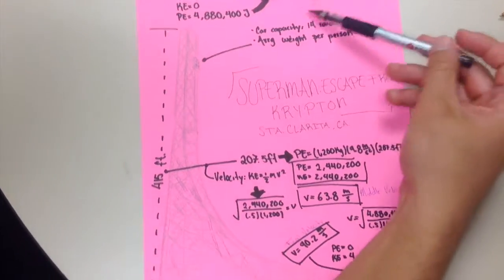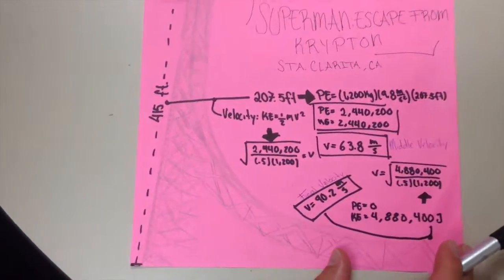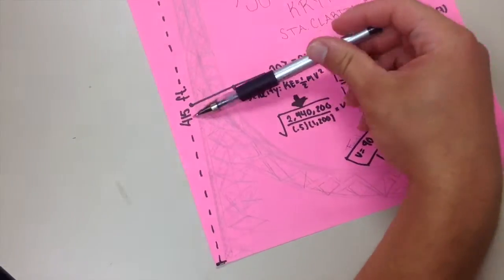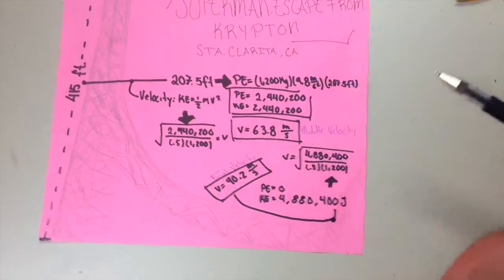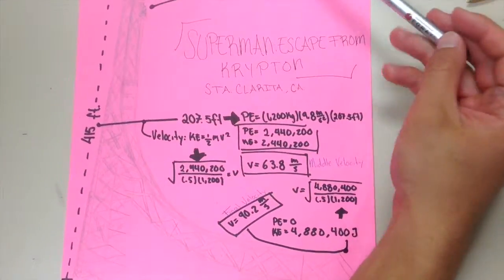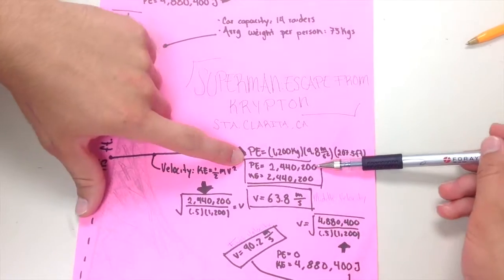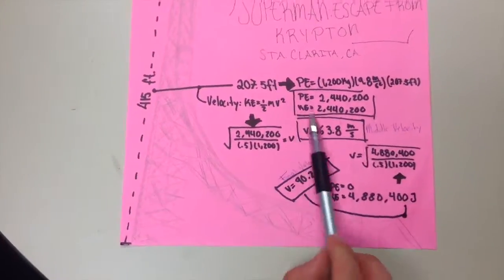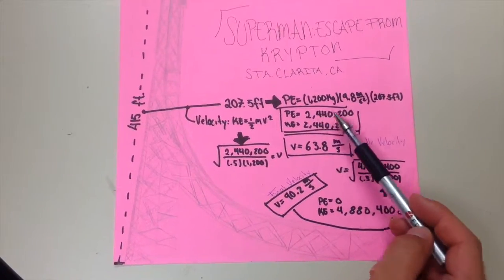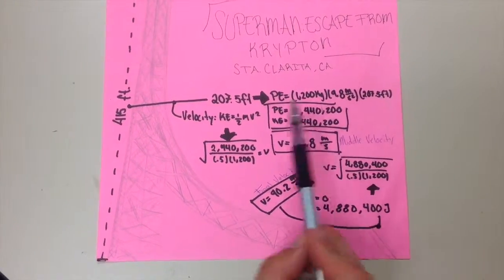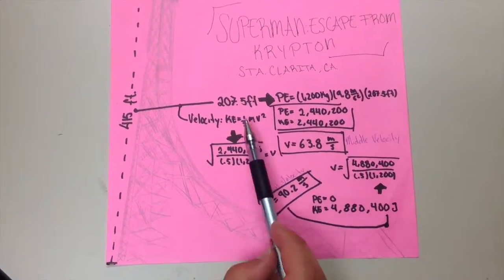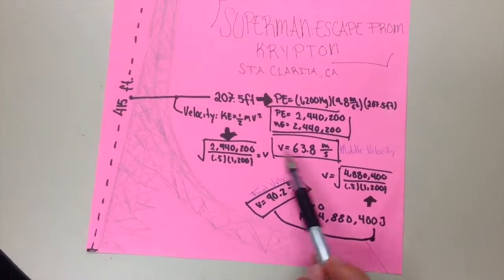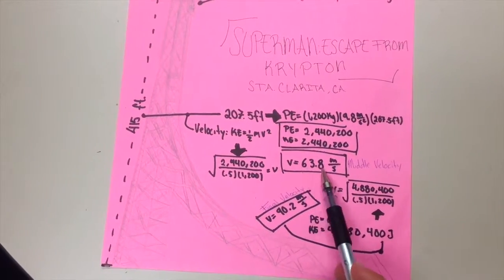4,880,400 joules. Okay, so now that we have our potential energy, we're going to solve for our middle velocity. We're just going to take the middle height, which is 207.5 feet, and we solve in the same way for our potential energy, and the potential energy is going to be the same as the kinetic energy. So we already know that our potential energy is going to be 1,440,200, and then we solve for our velocity with the formula of kinetic energy equals 1/2 times mass times velocity squared, and we solve for velocity. That's going to give us the middle velocity of 63.8 meters over second.